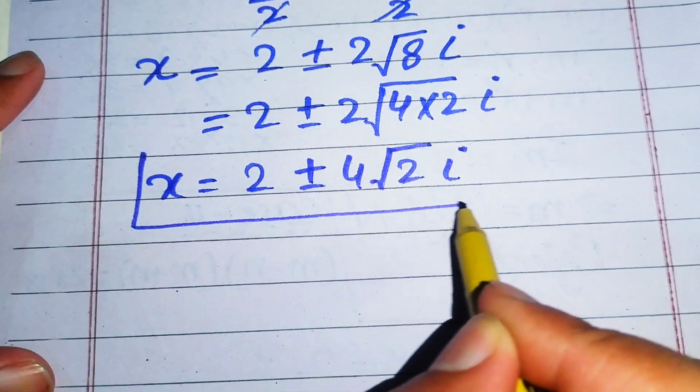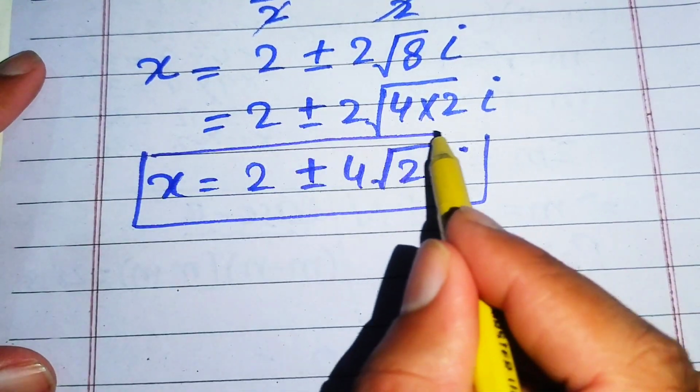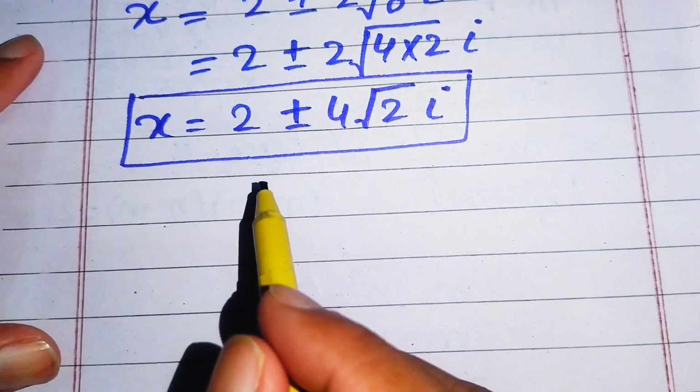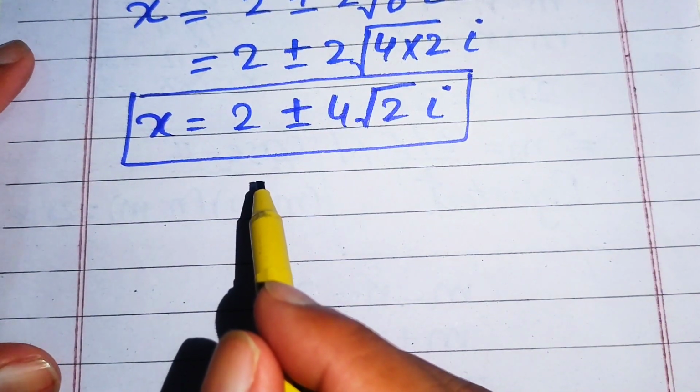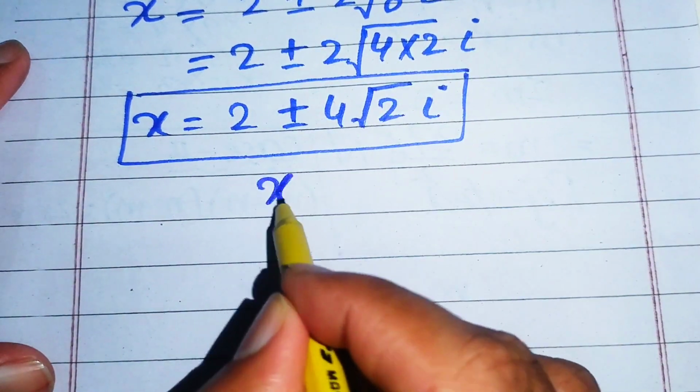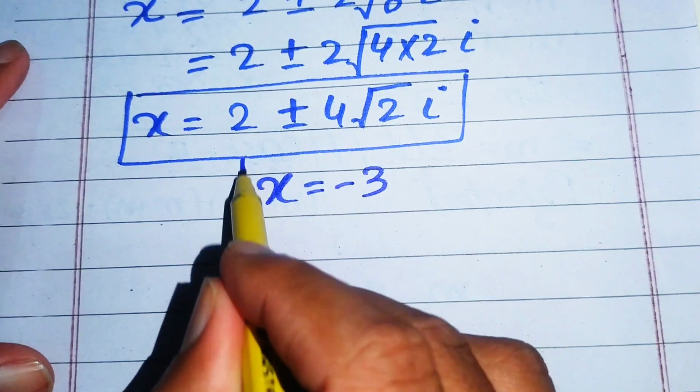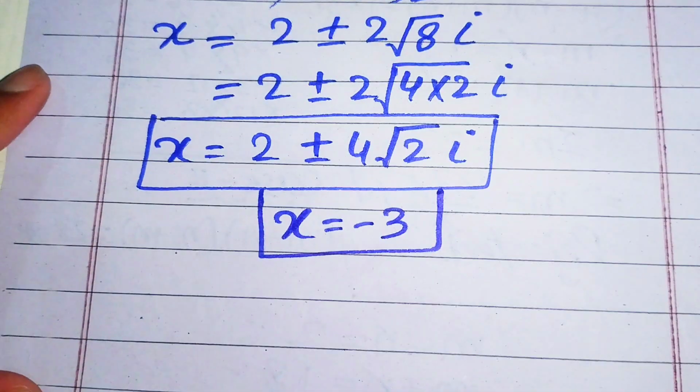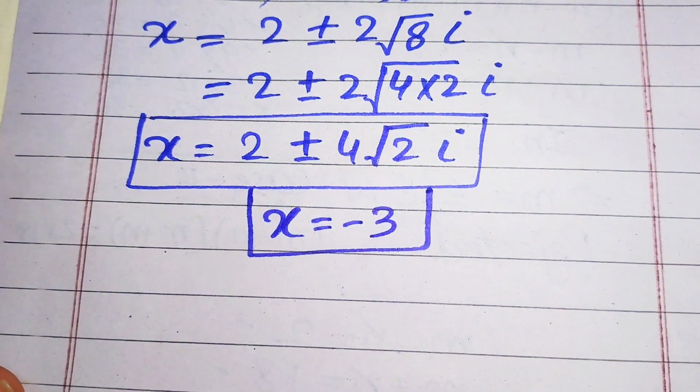So these are the other two complex roots of the given equation, and our one root is the real root, and it is x equals to -3. So these are the three solutions of the given equation, and this is the final answer.